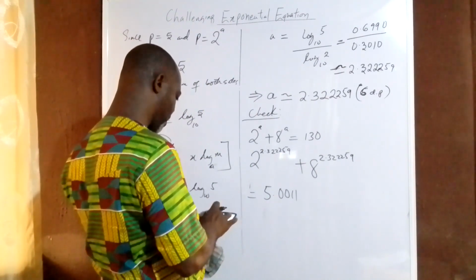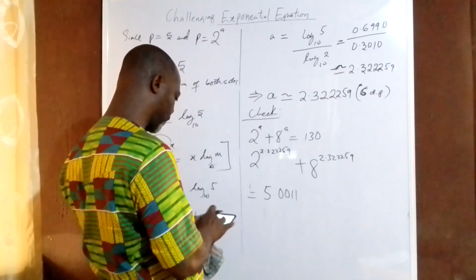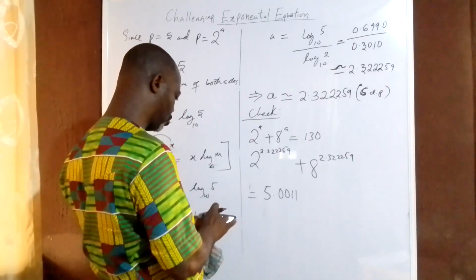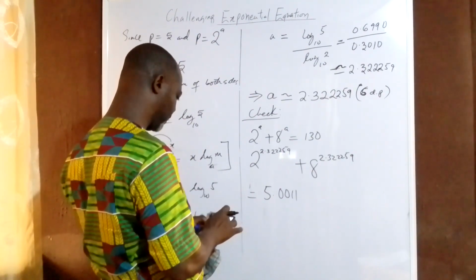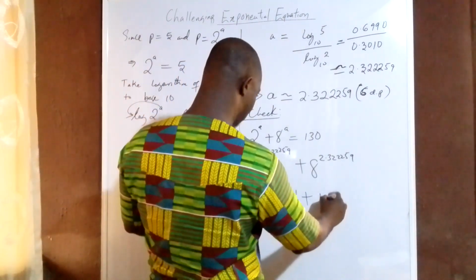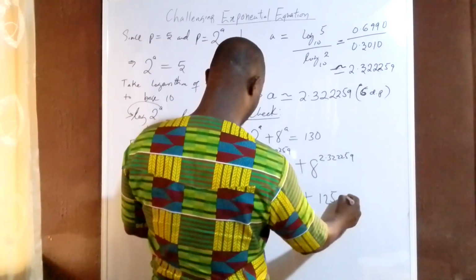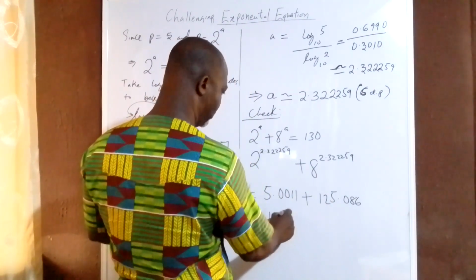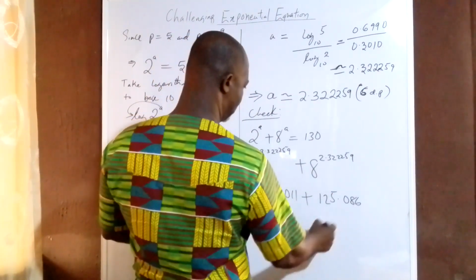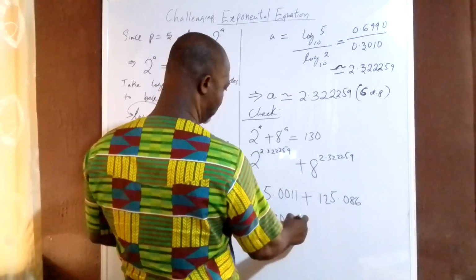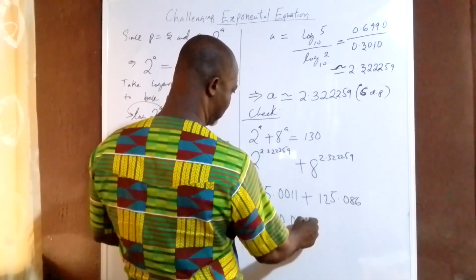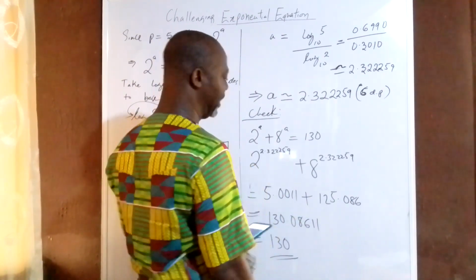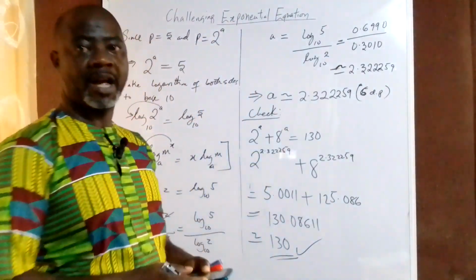Then we have 8 to the power of 2.322259. That will give us 125.086. So at the end of the day, we're going to have 130.08611, which is nearly 130. So I think this is correct. This is actually very, very correct.